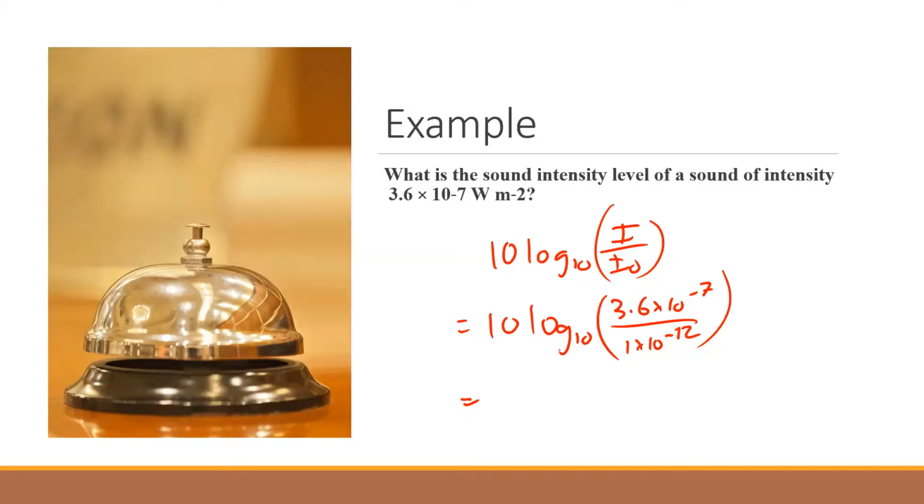So 10 times log of 3.6 times 10 to the power of negative 7, all divided by 1 times 10 to the negative 12. I'm going to put this in brackets because I'm worried that it'll just divide by 1 and then raise to the power of negative 12. So I'll put it in brackets just to be safe. Close brackets. That gives me 55.5 decibels. We'll go 55.6 decibels.